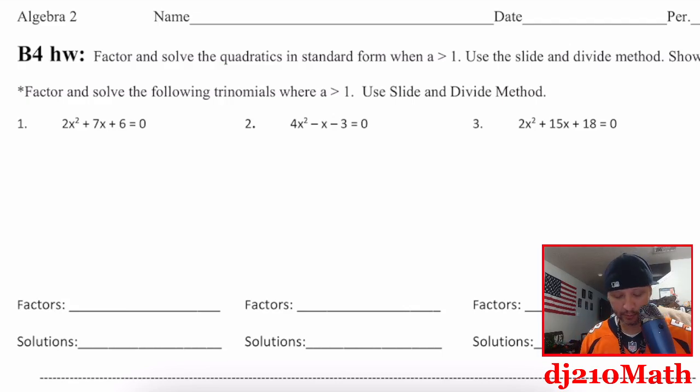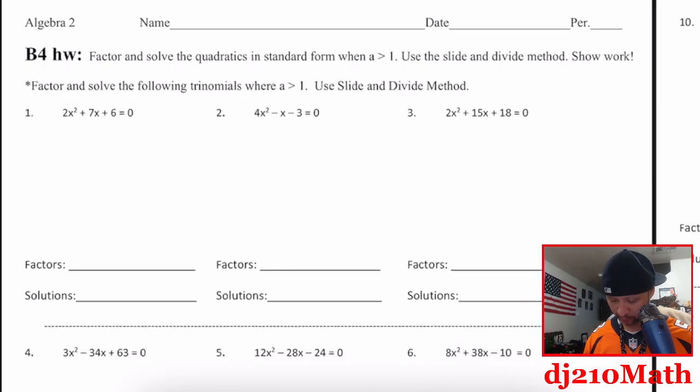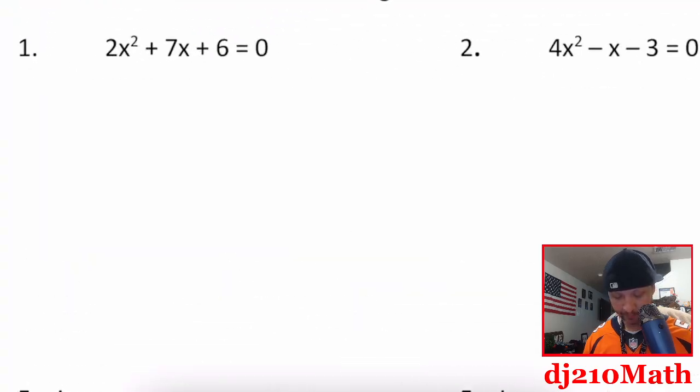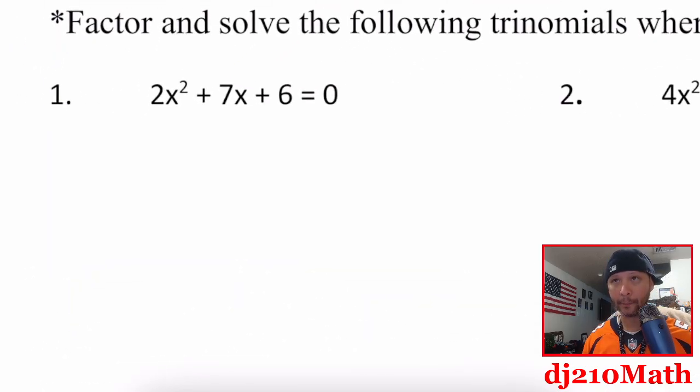All right, guys, let's do B4 homework. We're going to factor and solve the quadratics in standard form when a is greater than 0, aka positive. So we're going to assume, no, we're not going to assume anything. All right, so let's do number 1.